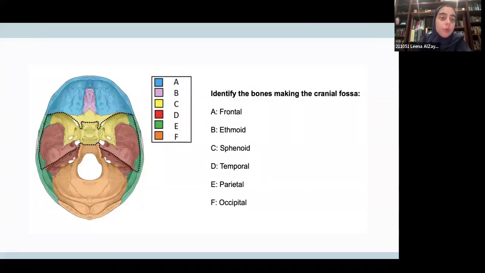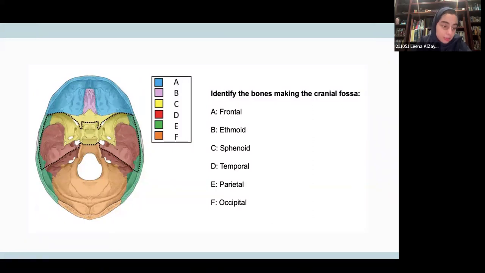Okay. Now we're going to talk about the bones, basically the insertions of the nerves, the types of bones, and all these things that you wouldn't study, but then they come in the exam. That's my personal experience.